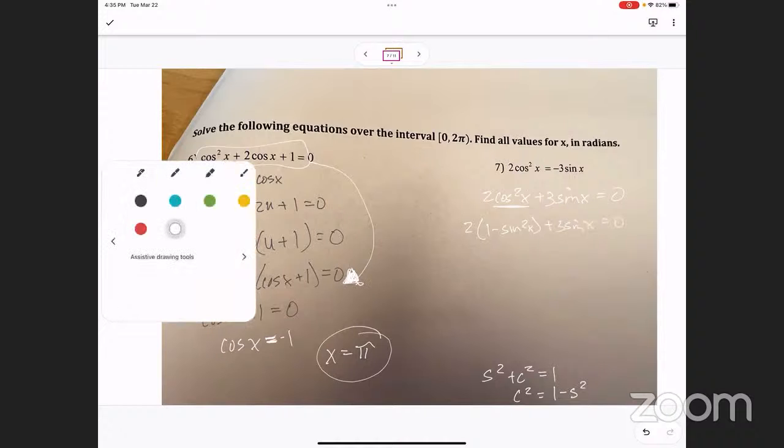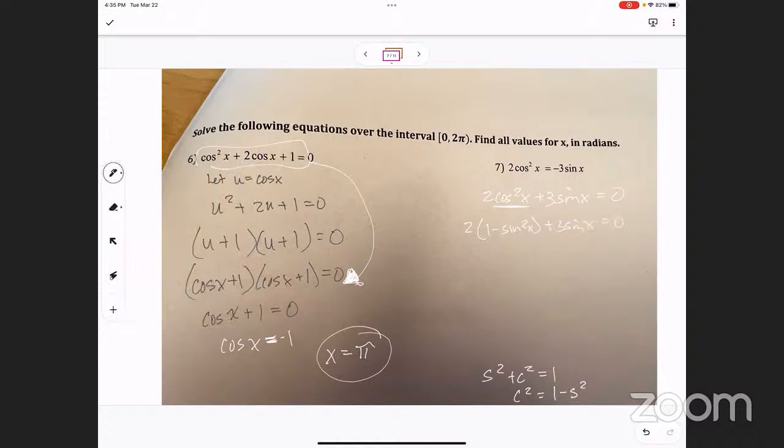And now I can do what with this? Factor or distribute the 2 in, right? Y'all good? Can I just go? 2 minus 2 sine squared x plus 3 sine x equals 0. Now what kind of equation do I have? What kind of equation is it? When I have something squared in it, it's quadratic.